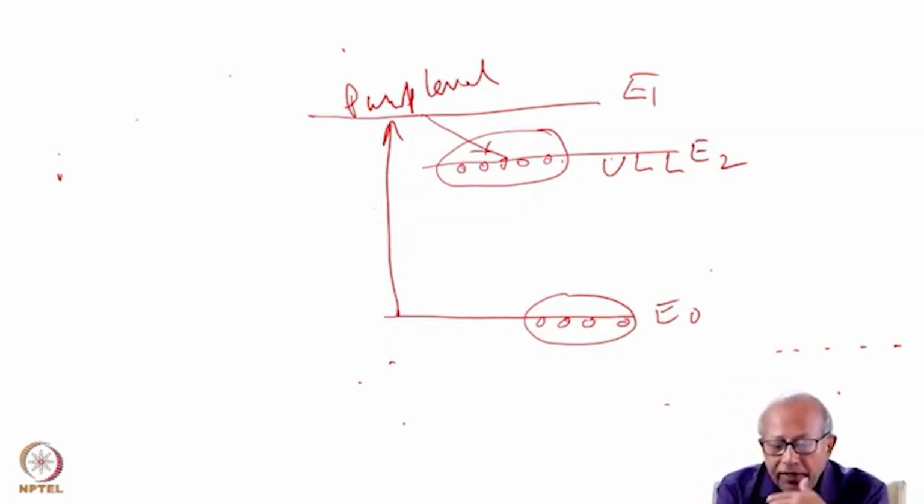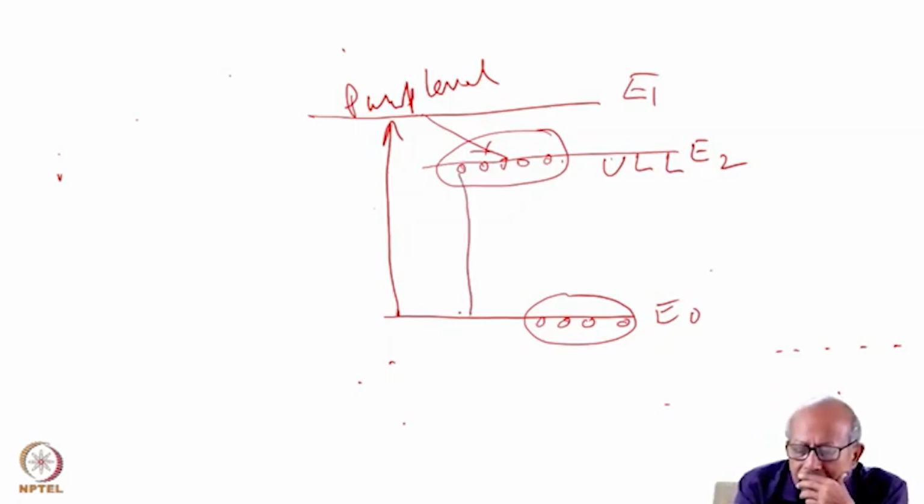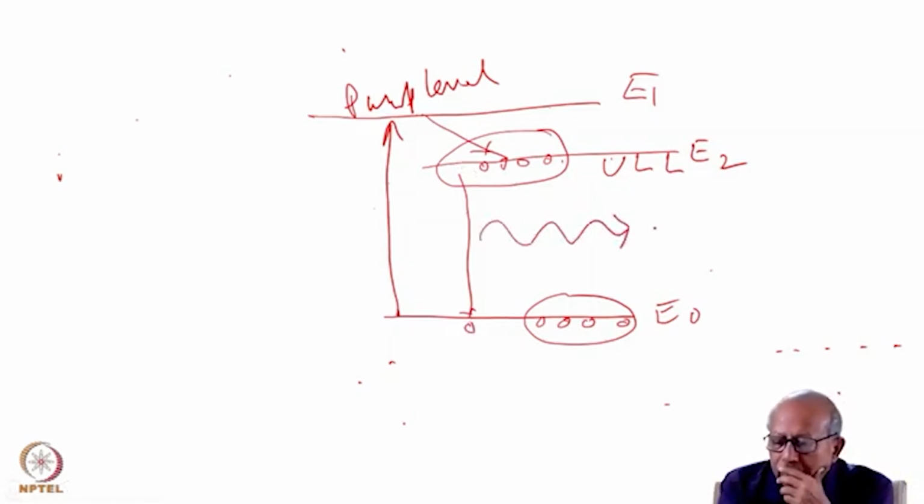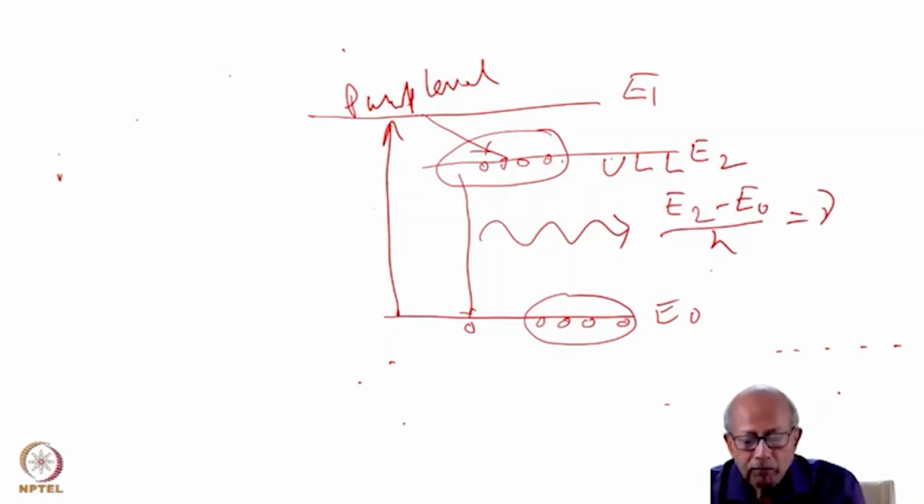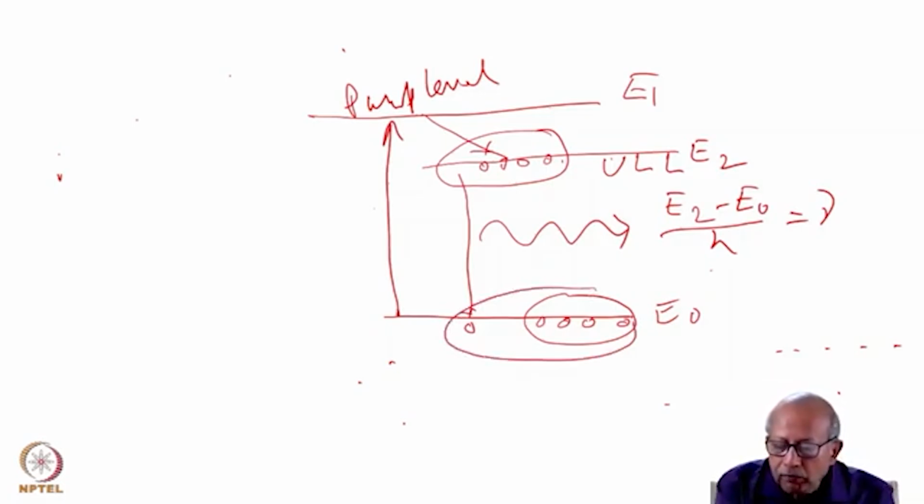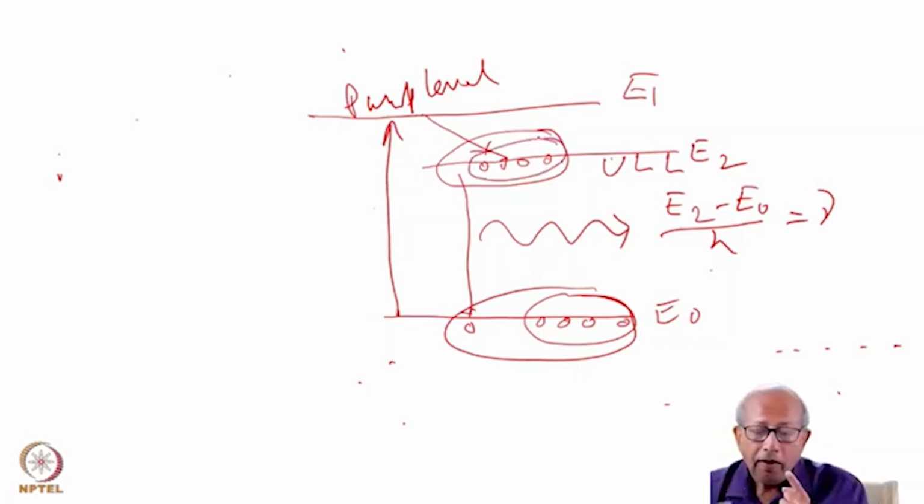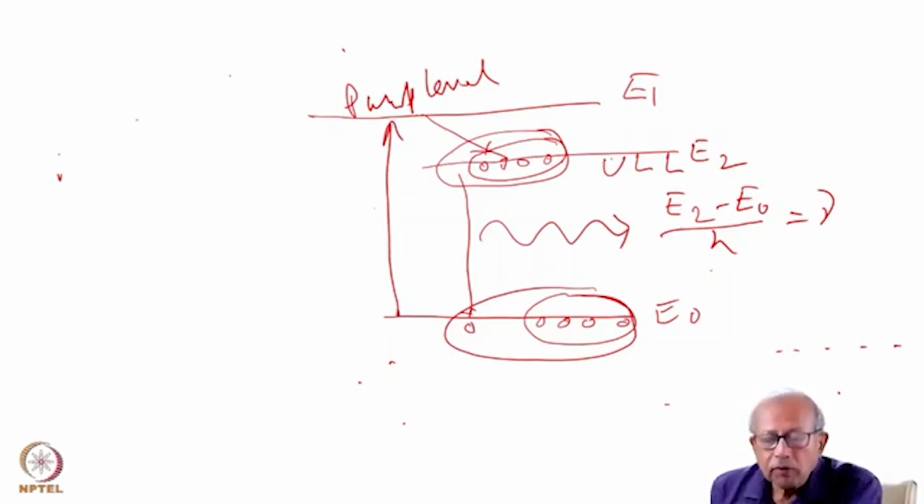Now, for amplification of light, there has to be emission of photons. As a single atom comes down to the ground state, makes a transition, of course it emits a photon of frequency (E2 minus E0)/h. That we know. The population inversion is killed because now the lower level has 5 atoms and the upper level has 4 atoms.